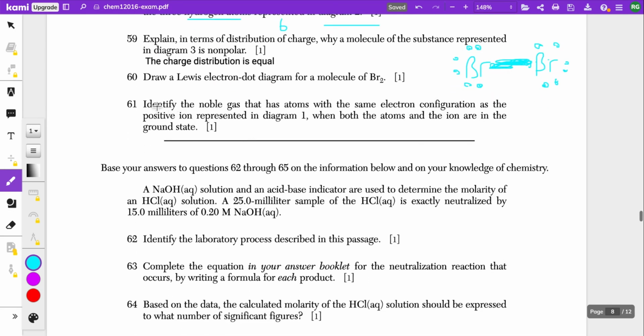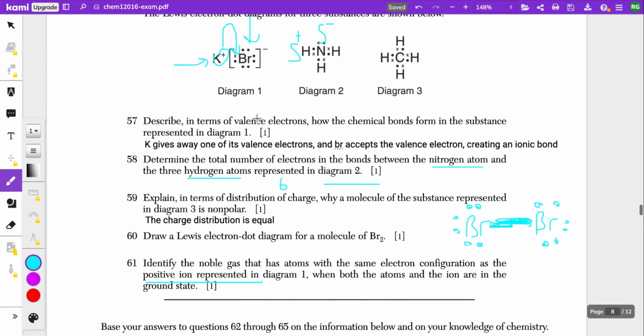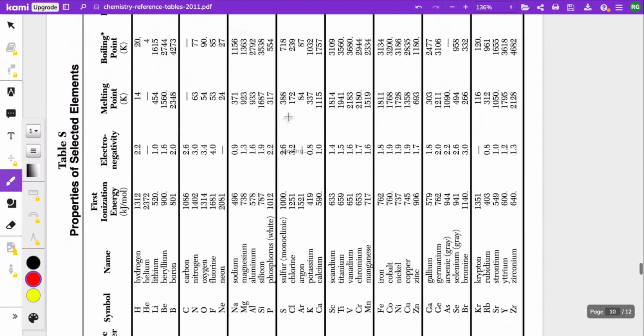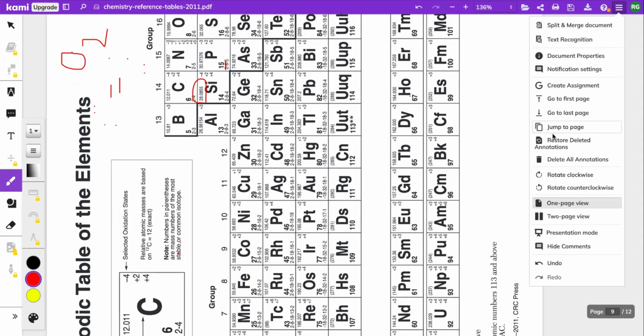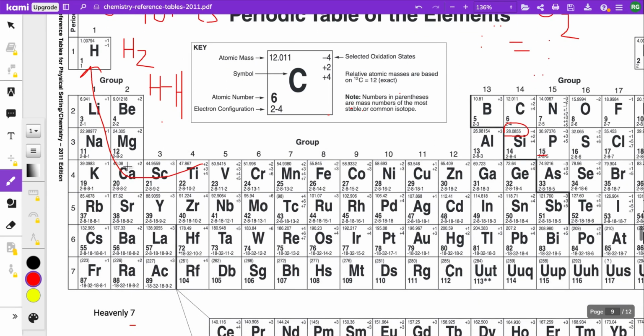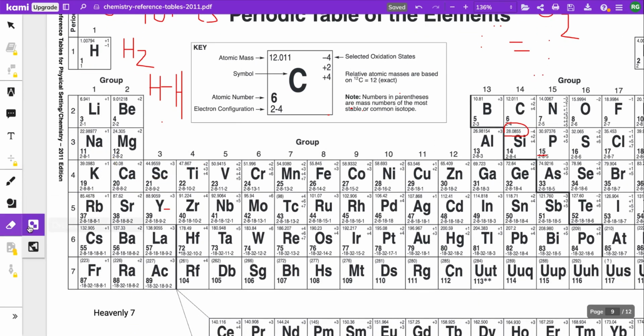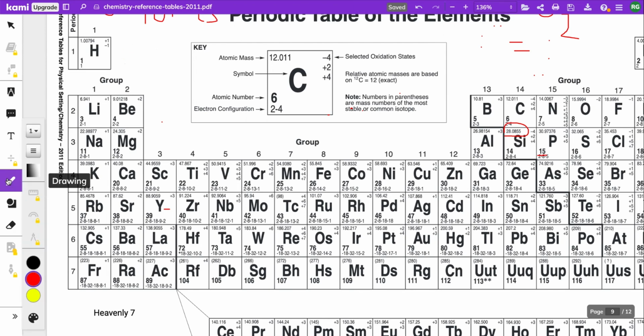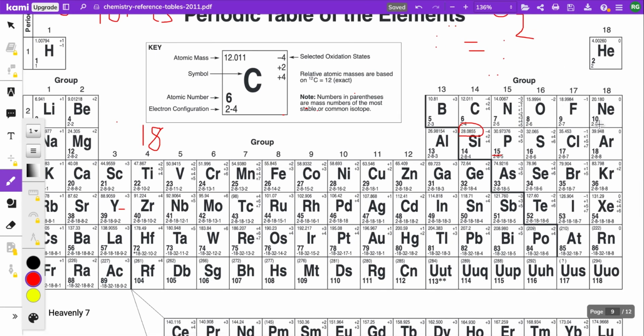And then find a noble gas with the same electron configuration as the positive ion. So in diagram 1, the positive ion is K+. Now in your periodic table, a K atom, a potassium atom, so let me just erase this real quick, has 19 electrons. And imagine if it forms a +1 charge. So it gives away one of its electrons, so it has 18 electrons left. But which atom has 18 electrons? Oh, argon.